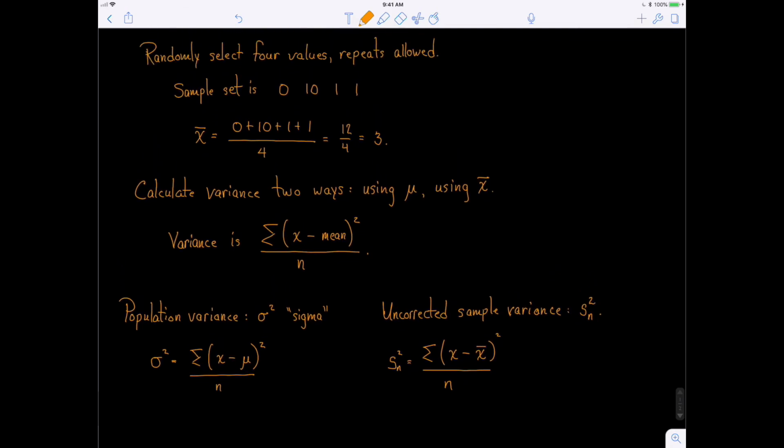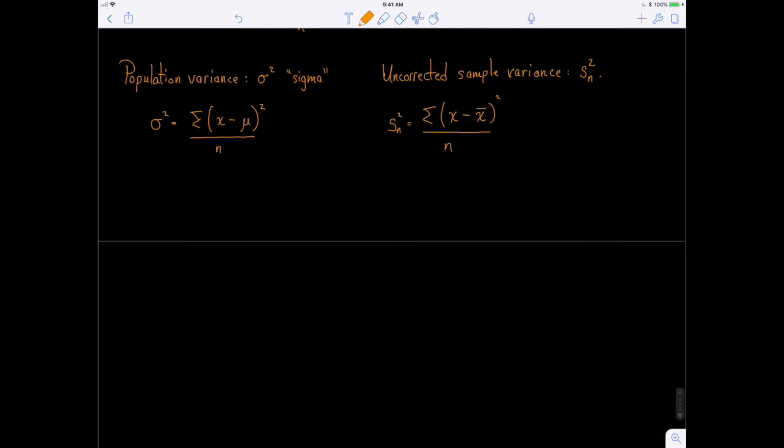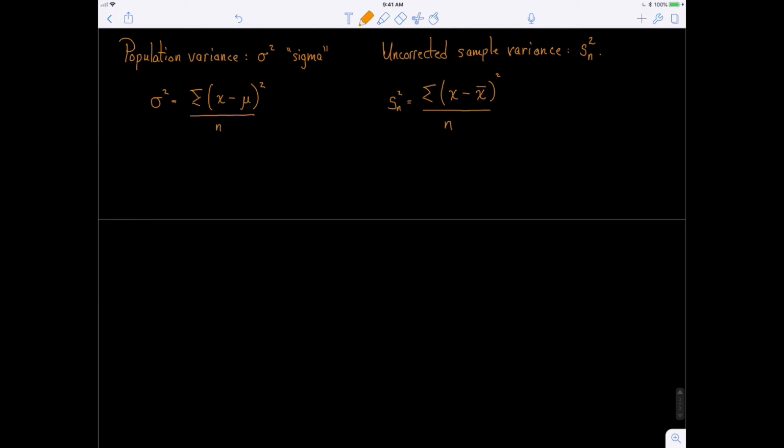So remember, from up above, x bar is 3, mu is 5. So here we go. So sigma squared for my sample data set is going to be, we had a 0, so I'm going to take a 0 minus mu, which was 5, squared, plus 10 minus 5 squared, plus we have a 1 minus 5 squared, plus we had another 1 minus 5 squared. We'll add all those up. We have 4 data values, so we'll divide by, oops, not n. N in this case is 4.